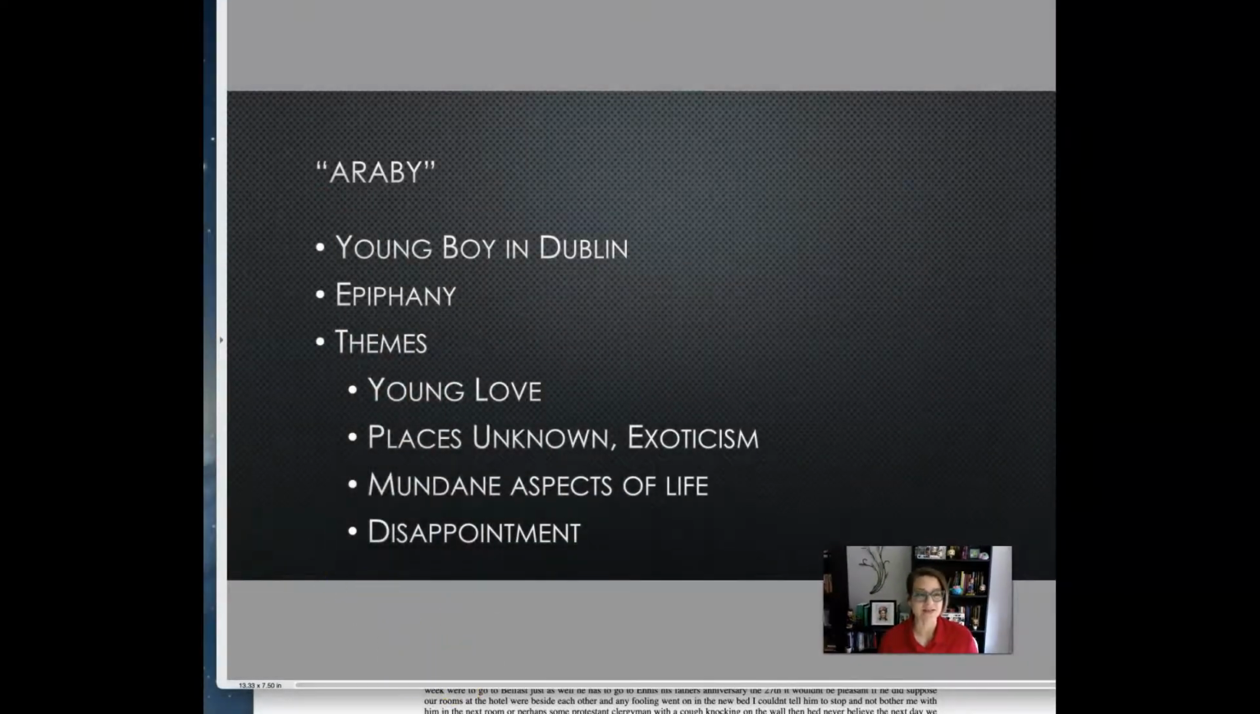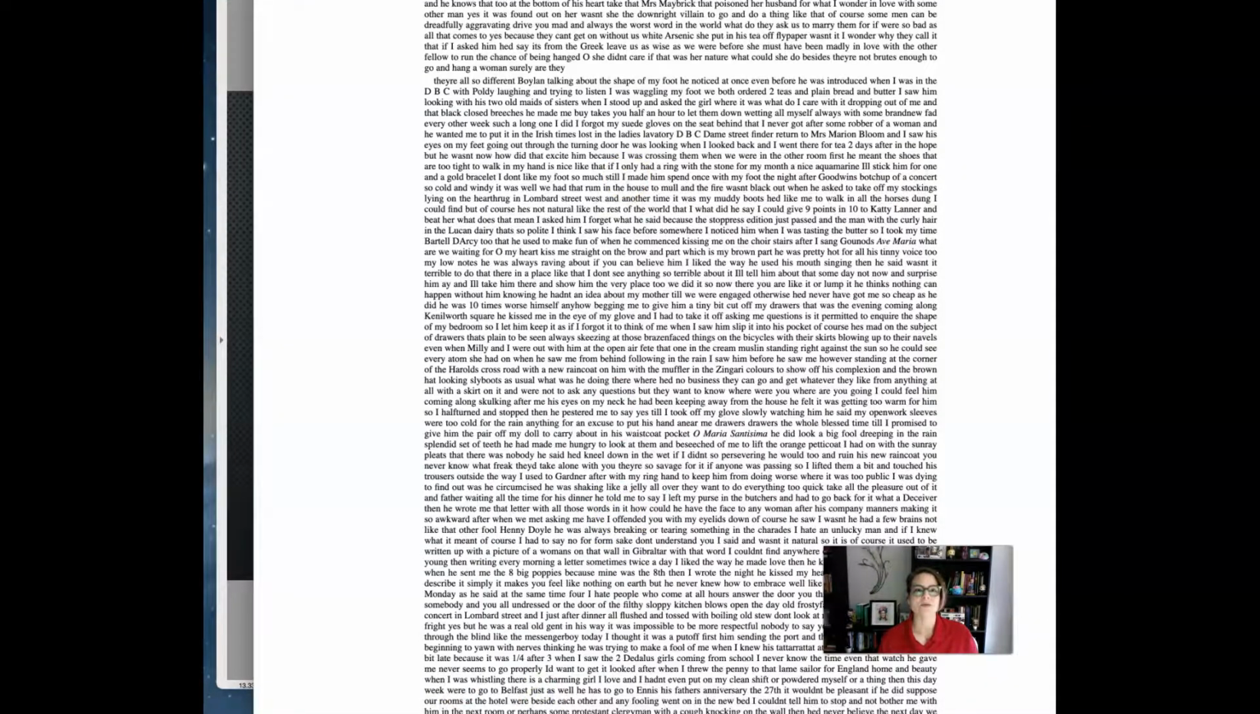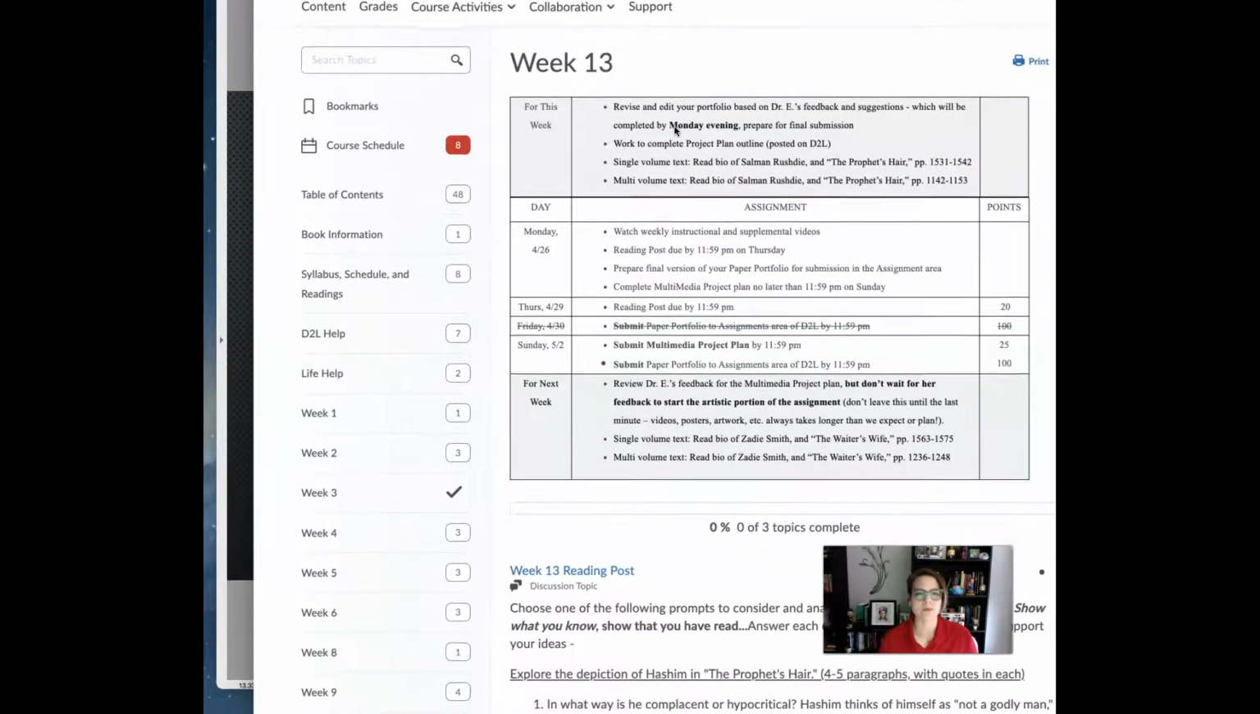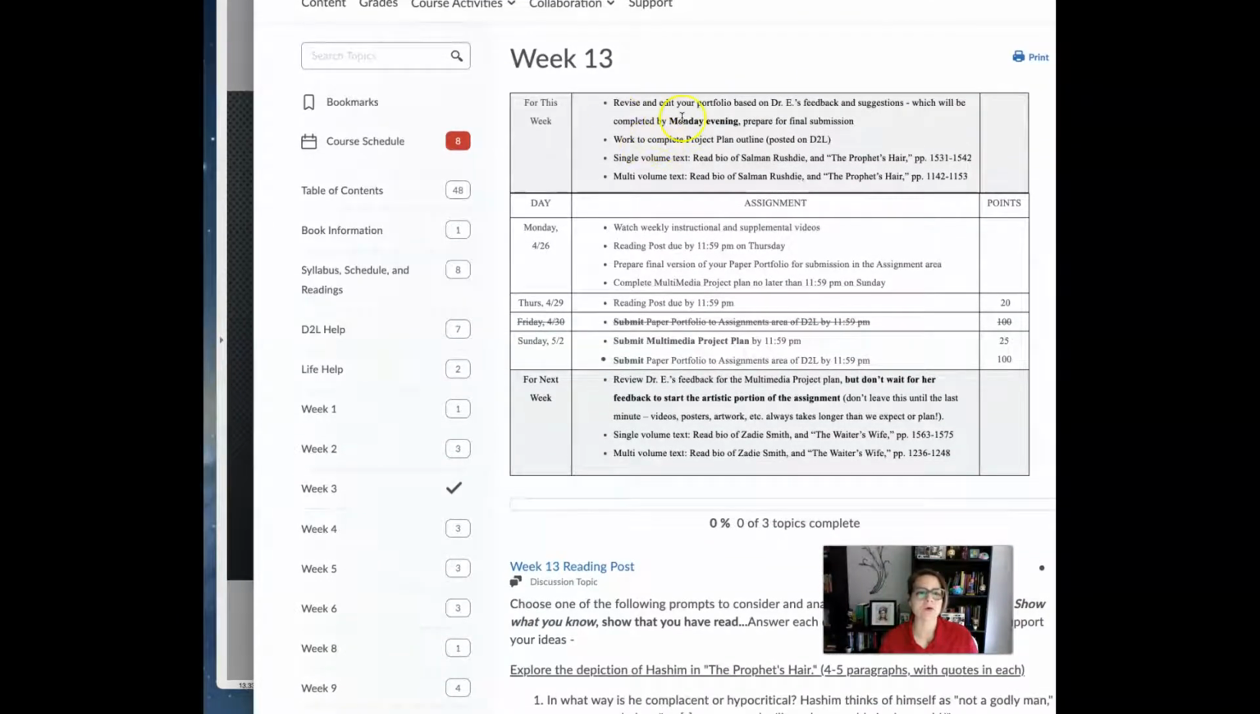Okay, so I want to switch gears now and see if I can fit in a discussion of what to expect for this week's assignments. So if we go to D2L, we're in week 13. Your goal this week is going to be to revise and resubmit your paper portfolio.